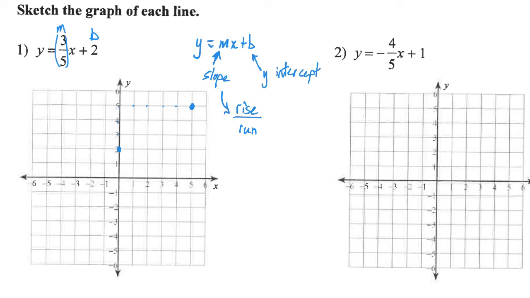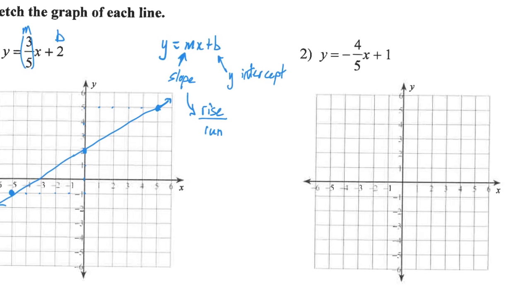Now, I would also encourage you to do the slope backwards. So instead of going up 3, I'm going to go down 3. 1, 2, 3, and then left 5. 1, 2, 3, 4, 5. And then that's going to be where I put my dot. And then you just connect your dots with a line. And there you go. Okay, so should be fairly straightforward when you have it in slope-intercept form.